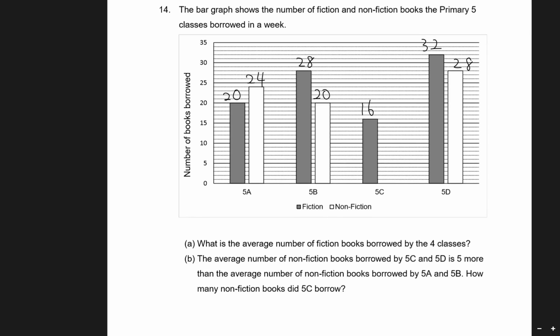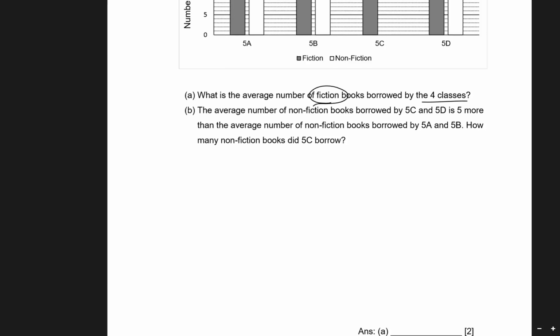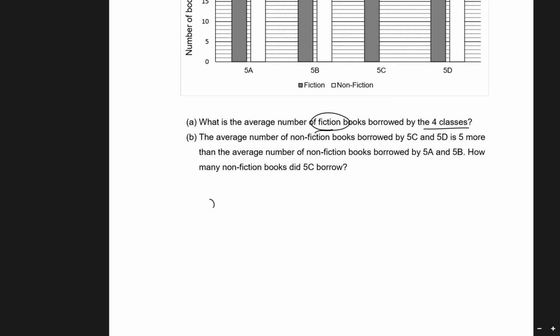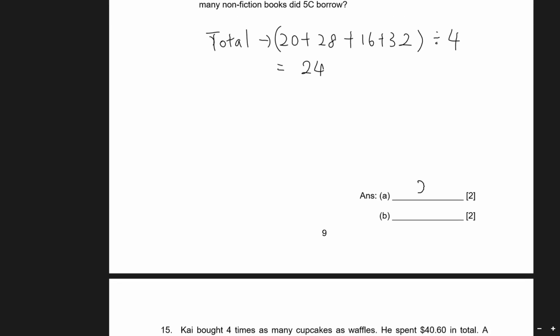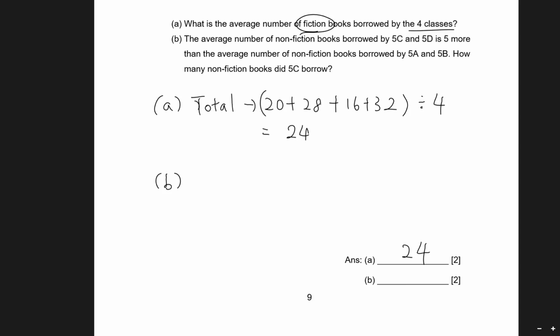Okay, now what is the average number of fiction books borrowed by the four classes? Fiction is grey in color. So I'm interested in this number, this number, this number, and this number, added up, the average. So let's find out the total first. We add 20 plus 28 plus 16 plus 32. And then the entire thing, divide it by 4, because we want to find the average among the four classes. You get the answer 24. So A is pretty easy, we are interested more in B.